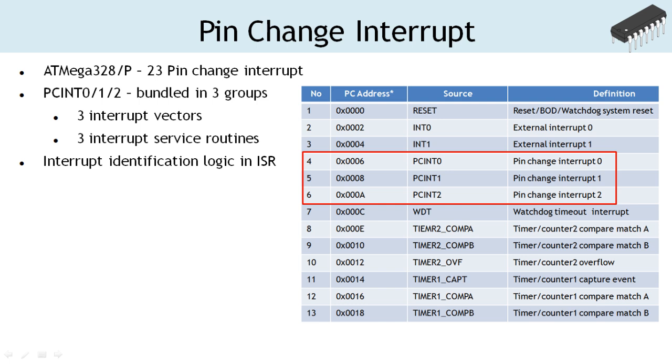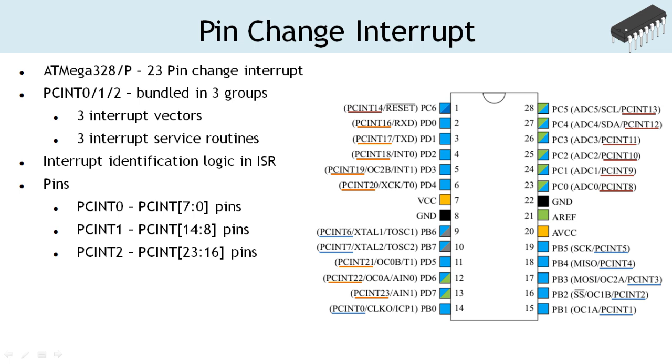But what is the difference between the external interrupts and pin change interrupts? Despite the microcontroller providing 23 pin change interrupts, there are only 3 interrupt vectors for these interrupts. The interrupt vectors at addresses 06, 08 and 0A in hex are for pin change interrupts 0, 1 and 2 respectively.